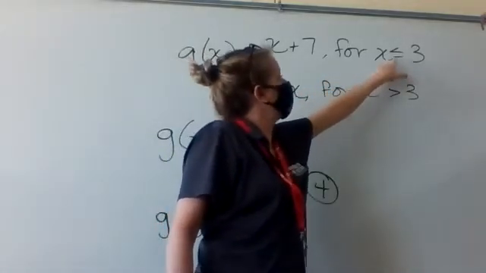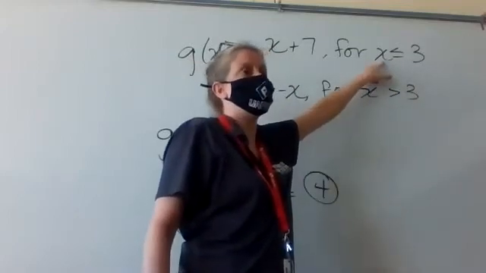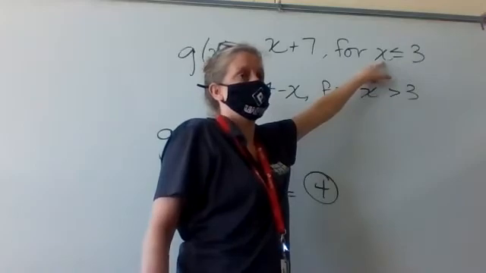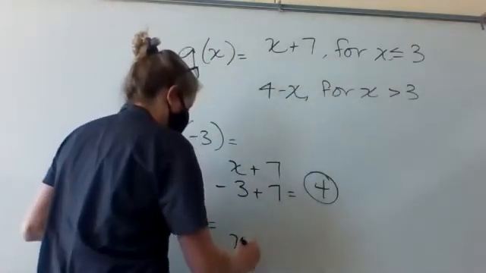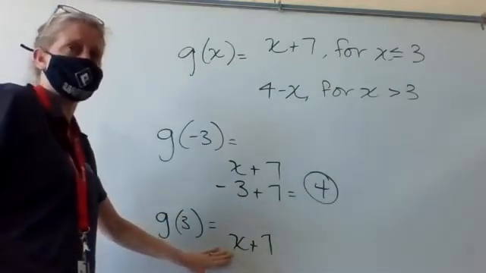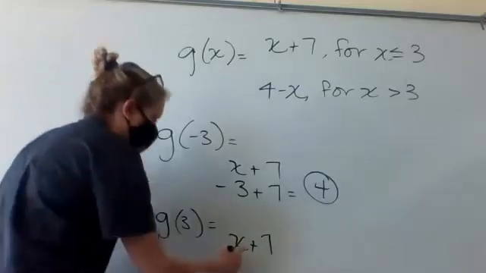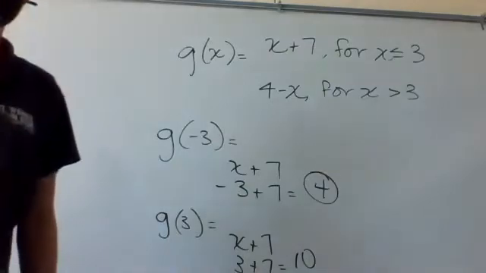So does 3 equal 3? Which means, again, it goes in this top piece. What is the top piece? It's x plus 7 again. So I found its piece. Now I'm going to replace that x with a 3. So I'll have 3 plus 7, which gives me 10.